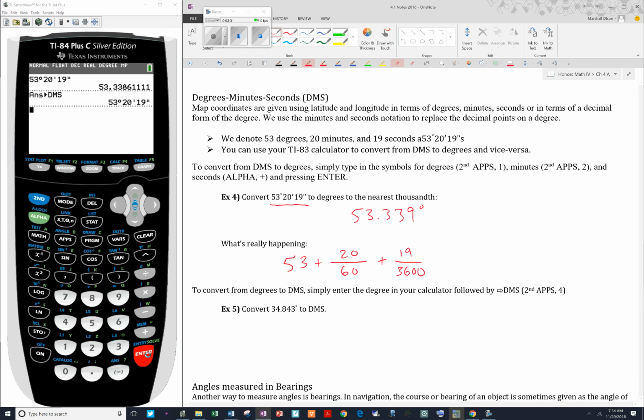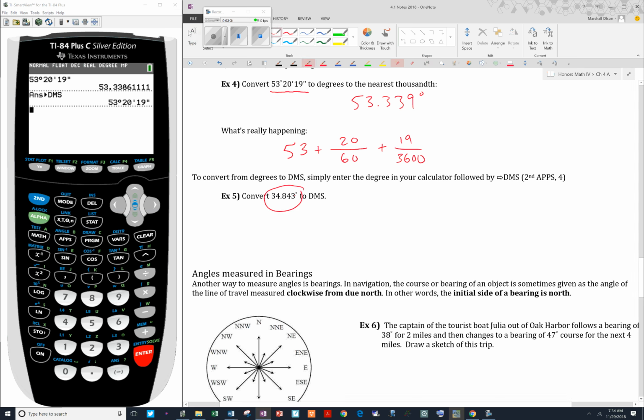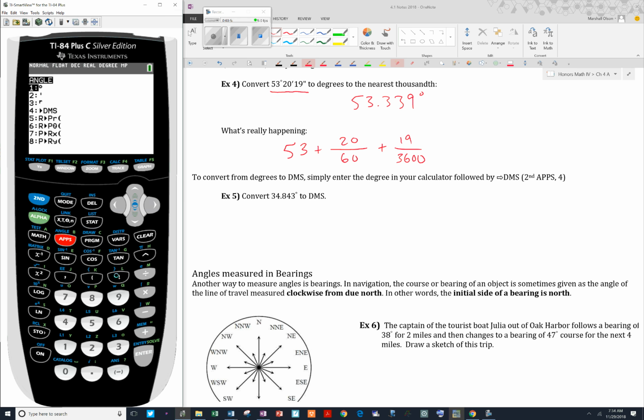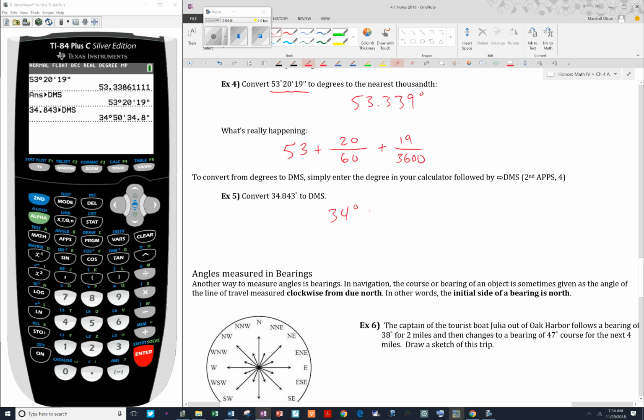Okay, so what I'd like you to do is try finding out what 34.843 degrees is in degrees, minutes, seconds, or in DMS. All right, so you're going to have to type that in. And you should get 34 degrees, 50 minutes, and 34.8 seconds.